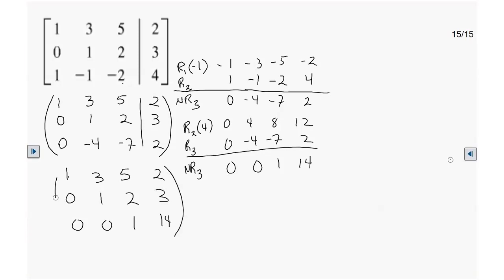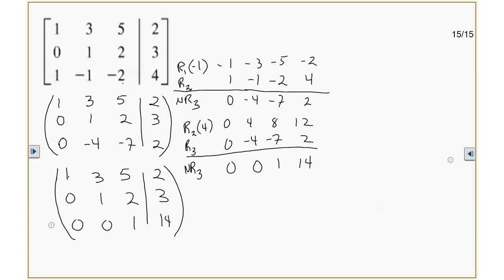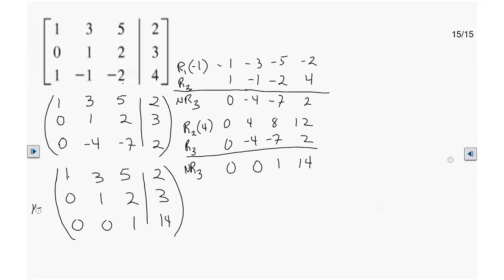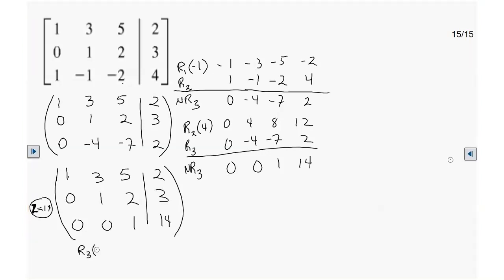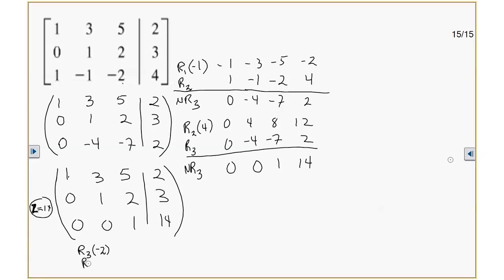And at this point, you could back substitute, because you've got z is equal to 14. Now I'm going to get rid of the 2. I'm going to multiply row 3 by negative 2, add it to row 2, to get new row 2.